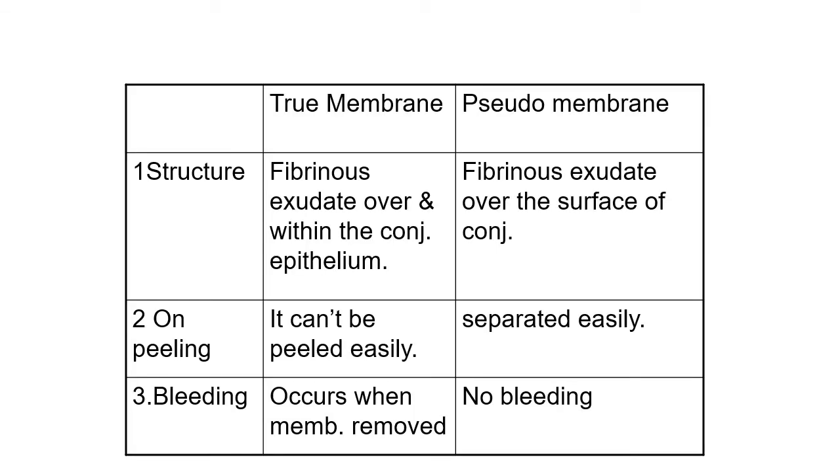Then the response or reaction of the conjunctiva we have seen in the form of membrane. So you should know what a true membrane is and what a pseudomembrane is. The fibrinous exudate over and within the conjunctival epithelium is called a true membrane. It can't be peeled easily, and bleeding occurs when you try to remove the membrane. Pseudomembrane has a fibrinous exudate over the surface of the conjunctiva. If you try to peel the membrane, it separates easily and there is no bleeding while separating the pseudomembrane.